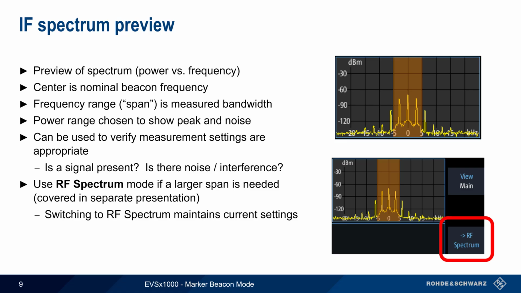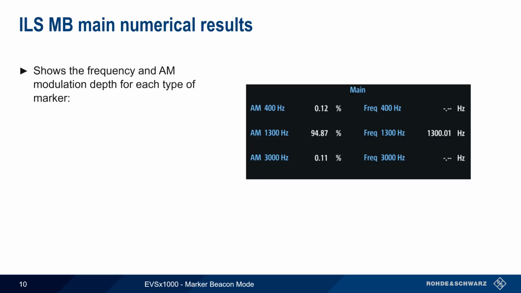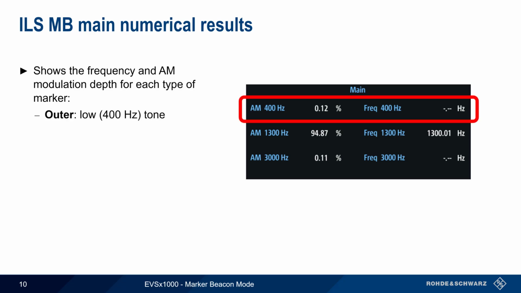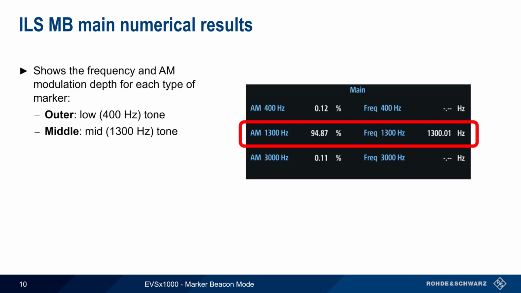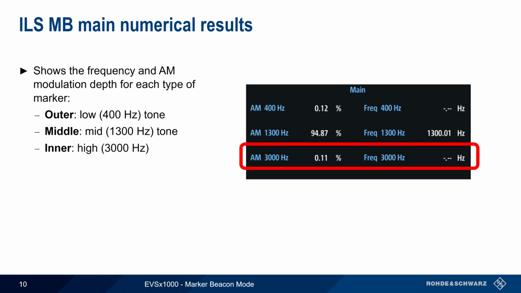The marker beacon main numerical results view shows the frequency and AM modulation depth for each of the three types of beacons. For the outer beacon, parameters for the 400 Hz low tone are shown. For the middle marker beacon, the parameters for the alternating 1300 Hz tone are given. And for the inner marker beacon, the parameters are given for the high 3000 Hz tone.